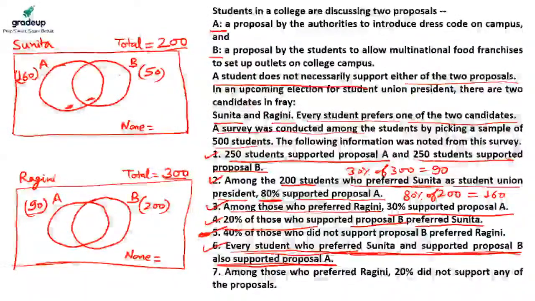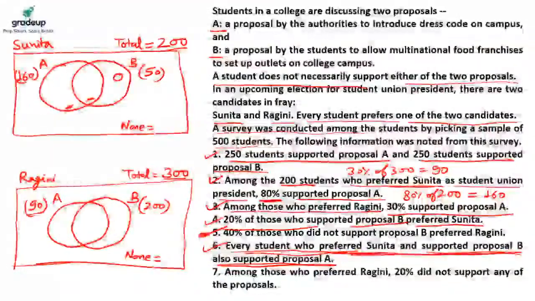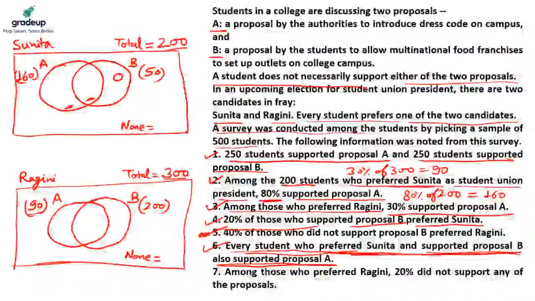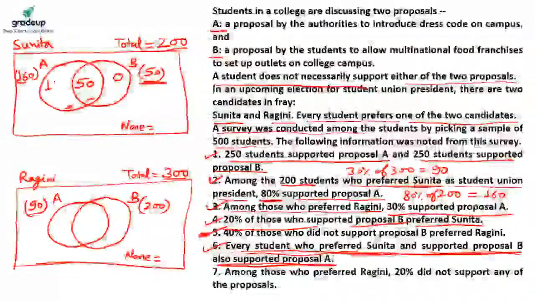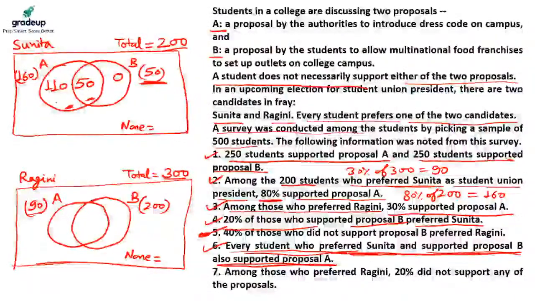It means, can I put 0 here from point number 6? Means out of all the students who like Sunita and support B, they also prefer A. It means out of these 50, they also prefer A. It means they supported both of these in a sense. It means only A must be 110. 160 minus 50. It must be 110. After all, sum of these two must be 160, isn't it?